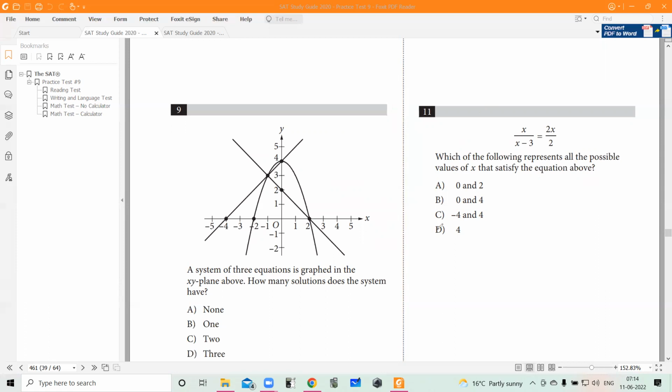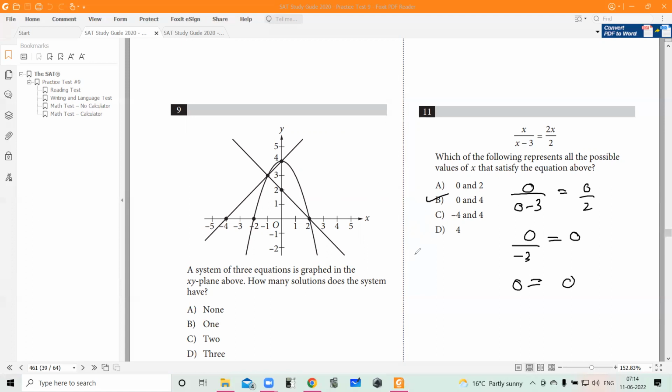I don't remember. I think D should be the right option, because if you plug in 0, it'll be 0 divided by 0 minus 3 equals 0 divided by 2. So it'll be like 0 equals 0. Oh yeah, 0 is working, right? Because 0 divided by negative 3 is 0, and 0 divided by 2 is 0. Oh, yeah. Okay. So 0 and 4. Right?